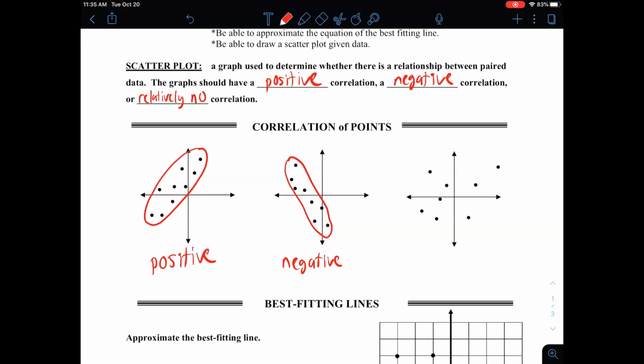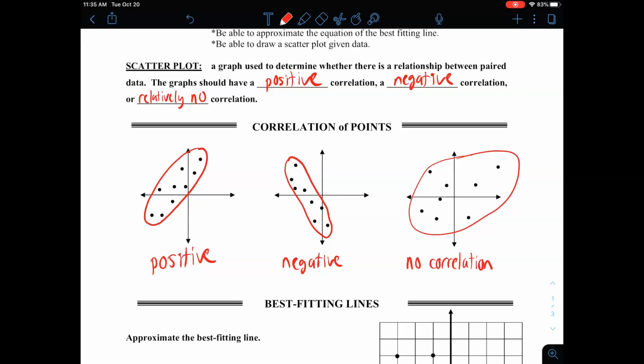And then we also have relatively no correlation. If I draw my oval around the outside of this, you can see it's a fat oval. This is going to be no correlation, or relatively no correlation. Okay, so they're not related. They're kind of random is what that means, all right?